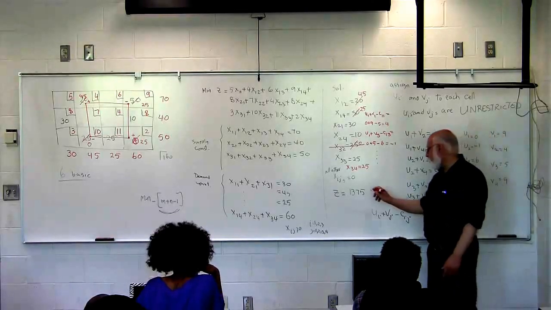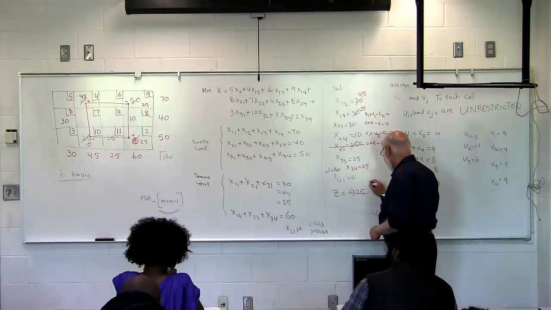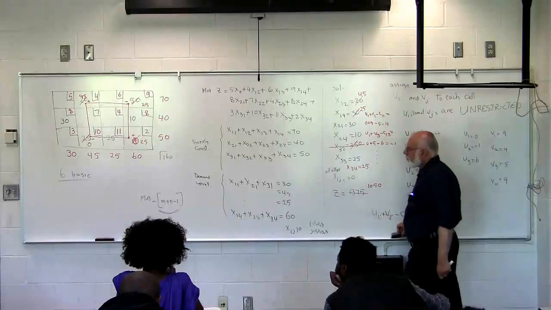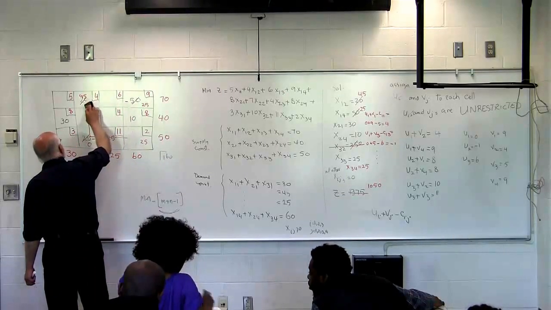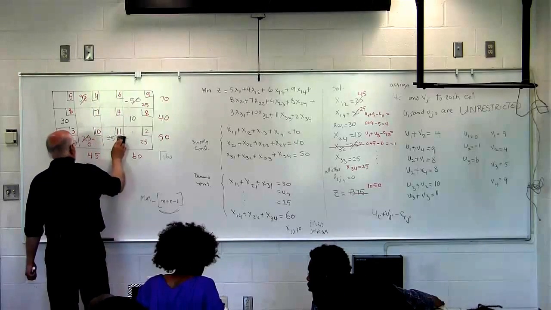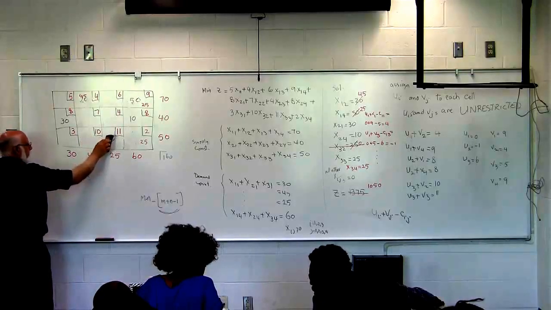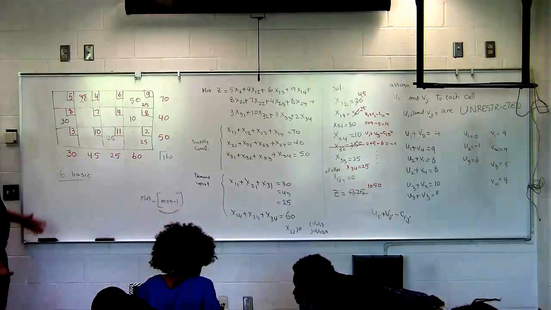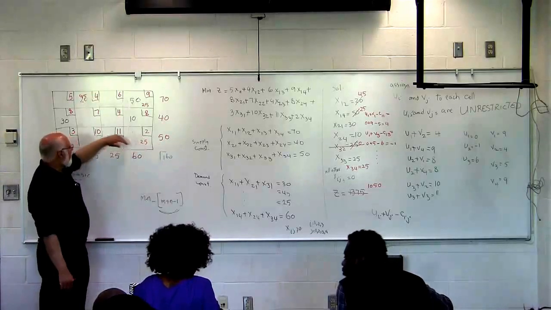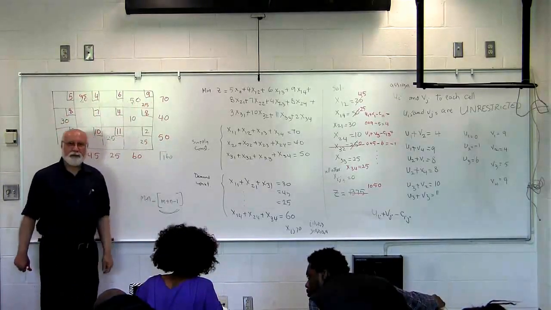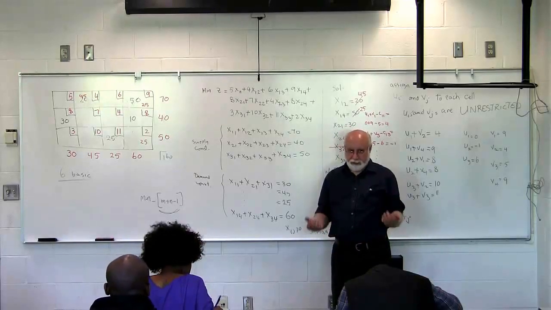So what is the new value of Z? The new value of Z will be 1050. Okay, so this is the new solution. We will erase that. And everything is balanced. 30, 45, 25, 60, 50, 40, and 70. That is one iteration of the transportation simplex algorithm.